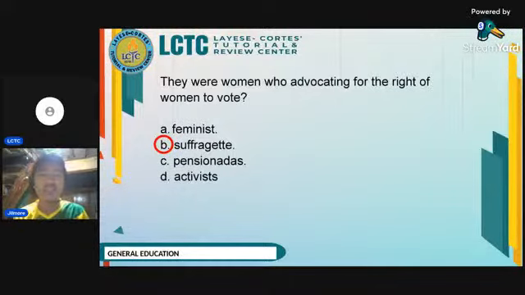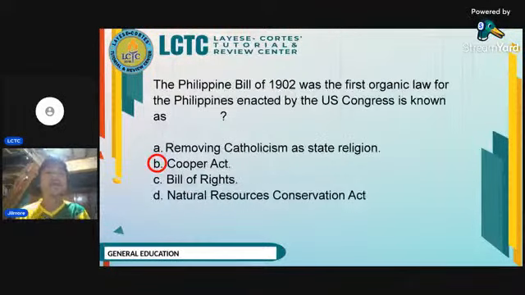Women advocating for the right of women to vote, they're called suffragettes. Okay. Now let's talk about the first organic law for the Philippines enacted by the US Congress. Take note, we're discussing here the period whereby the Philippines was still under the American period, okay? The first organic law, because the Jones Law is still an organic law for the Philippines, but the first organic law is the Cooper Act, or the Philippine Bill of 1902, okay? And it was the first bill enacted by the U.S. Congress for the Philippines.